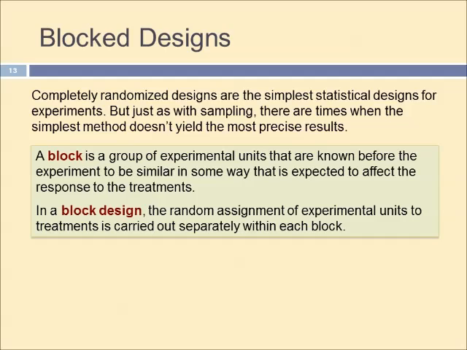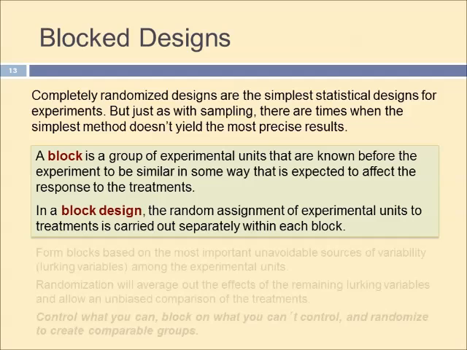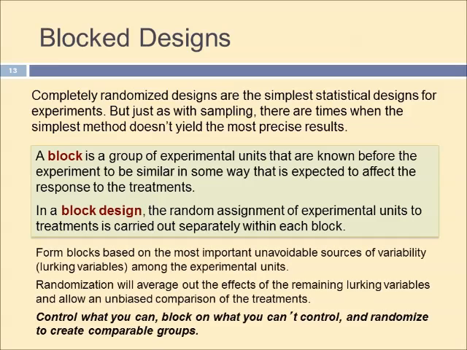So, a block is a group of experimental units that are known before the experiment to be similar in some way that is expected to affect the response to the treatments. In a block design, the random assignment of experimental units to treatments is carried out separately within each block. So, we form blocks based on the most important unavoidable sources of variability.